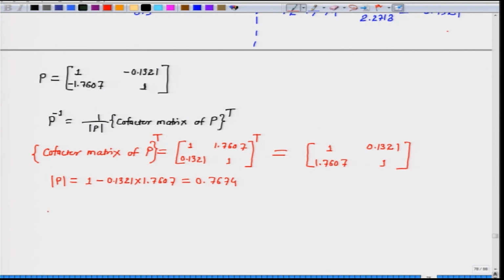we get P inverse. So, let us write here P inverse we have obtained as 1.3031, 0.1721, 2.2944, 1.3031.